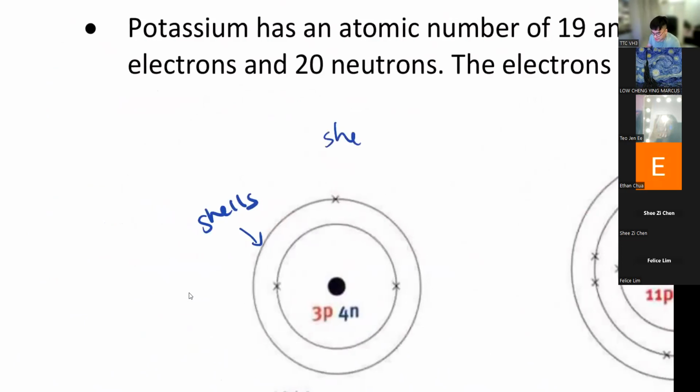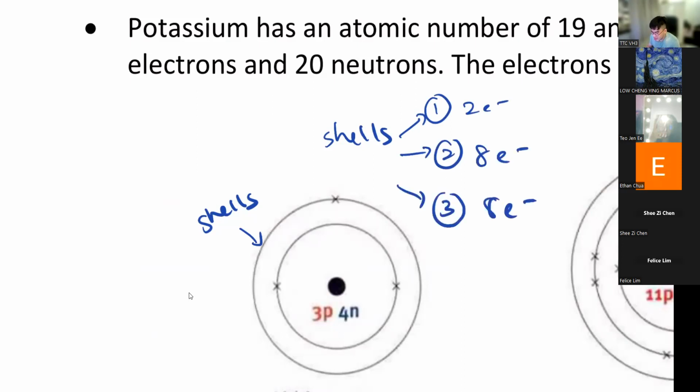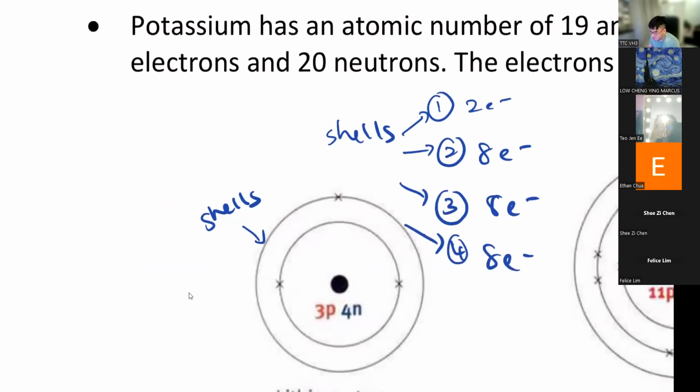Let's talk about shells. In the first shell, you can put 2 electrons. In the second shell, you can put 8. And in the third shell, you can put 8 as well. The fourth you can also put 8, but usually they won't ask beyond 3 because it's not in your syllabus. So you see, I have 3 electrons.